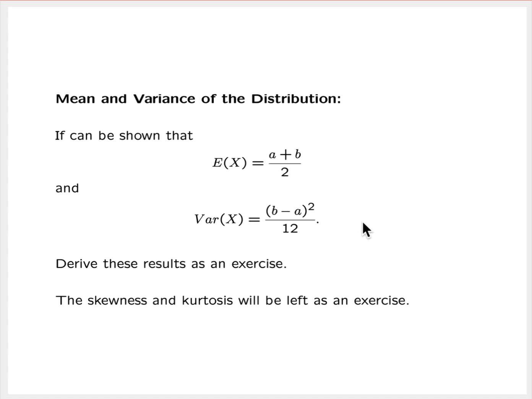And then the variance of x is equal to (b minus a) quantity squared over 12. This is the square of the length of the interval divided by 12.